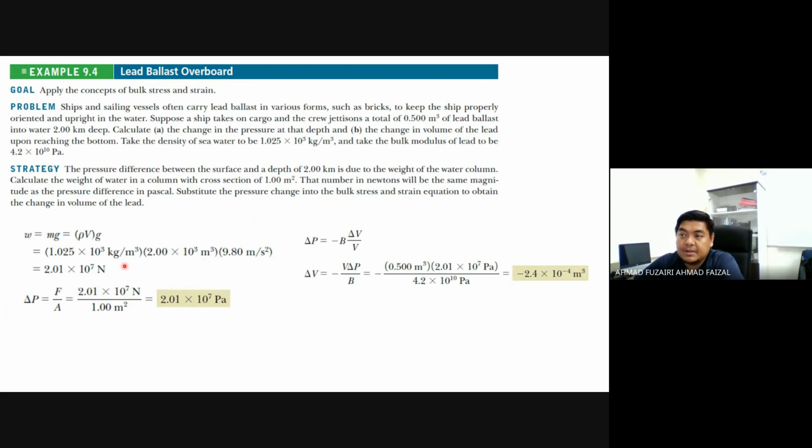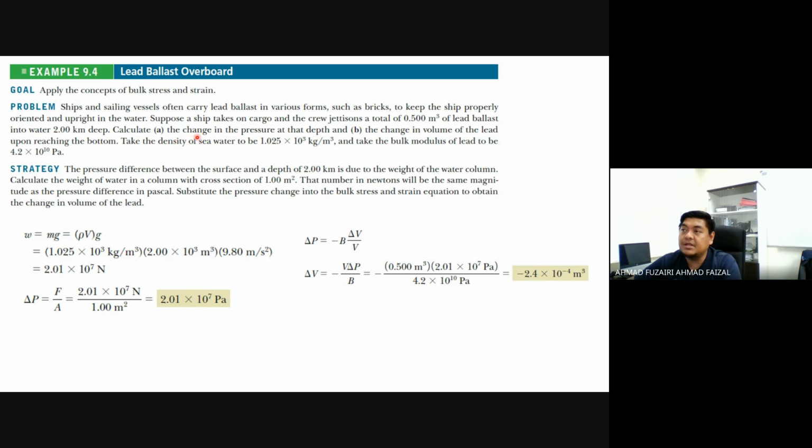Then times g, 9.8. So first we get the weight of the fluid displaced at 2.01 times 10 to the power of 7. That is not the answer yet. But the answer now is the change in the pressure at that depth. Remember, when you want to apply something related to solid deformation, number one, we look at the question first.